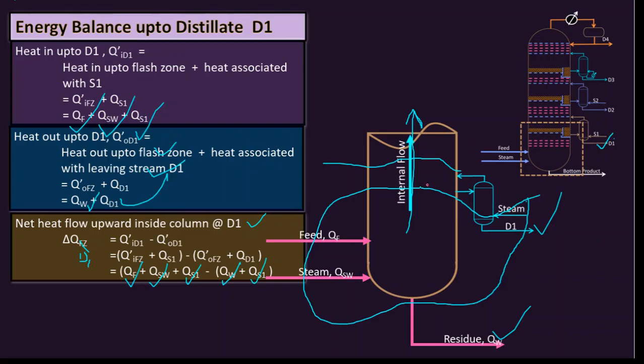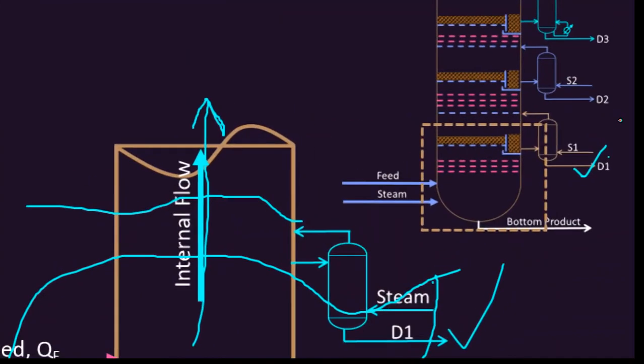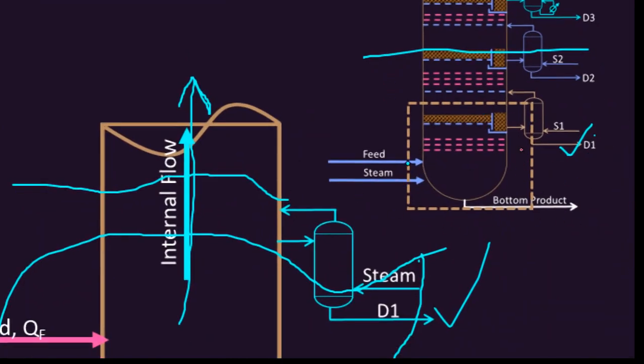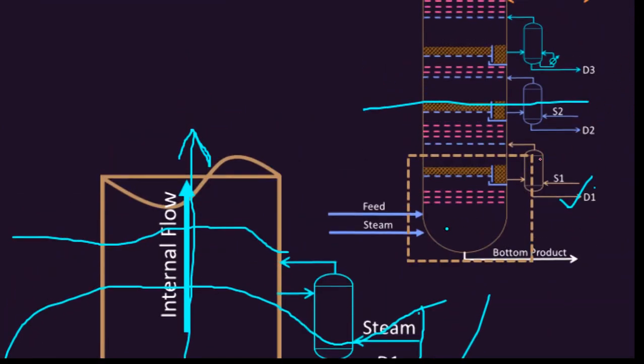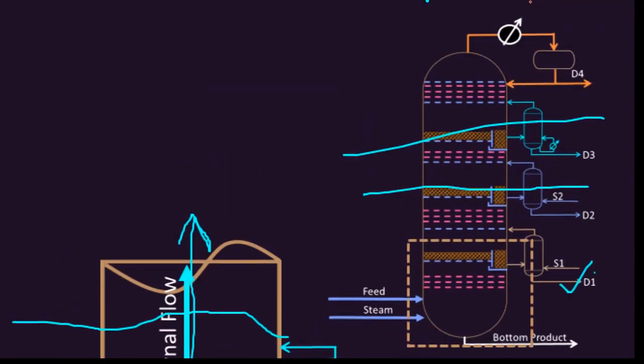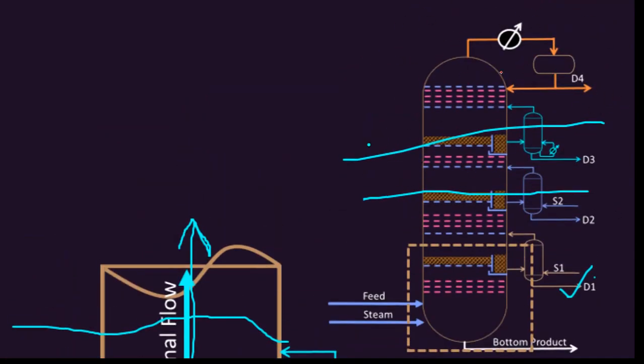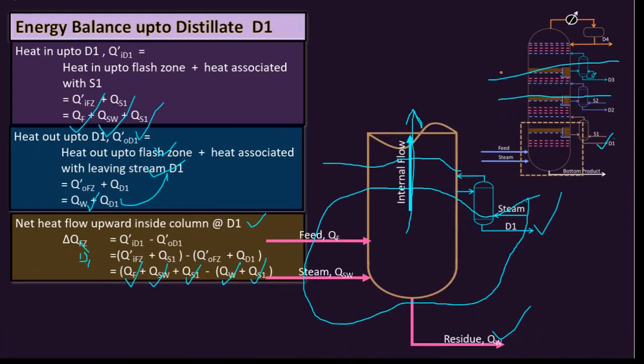Similarly, we can go for the energy up to D2. That is very simple. You have to add all the heat in and heat leaving and find the delta. Similarly, go for D3 and then the remaining, that is the complete system.